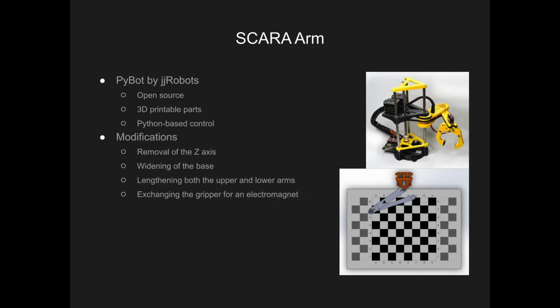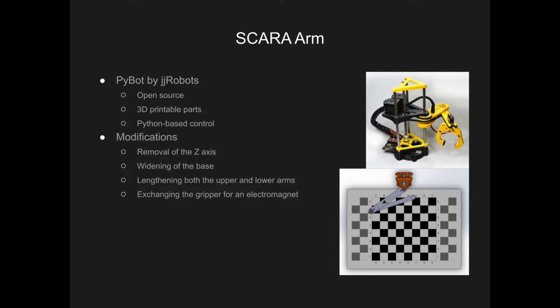Next, I'd like to talk about the robotic arm we used for this project. Inspired by a reference project on hackaday.io, we decided to implement a SCARA arm to move the chess pieces around the board. This approach involves an electromagnet attached to the end of the arm and a magnet installed in the base of each chess piece.